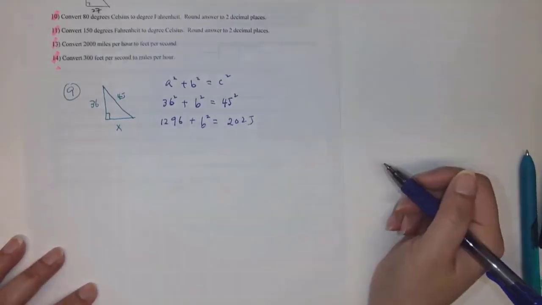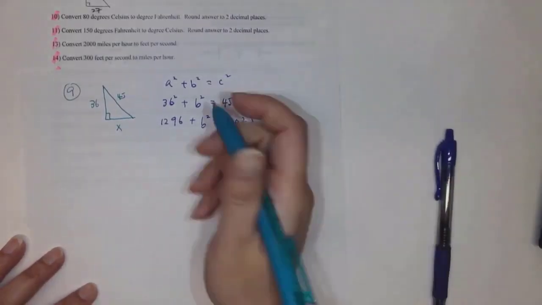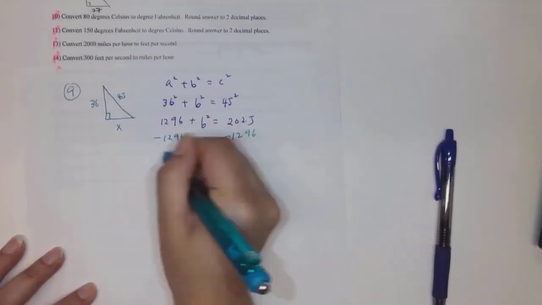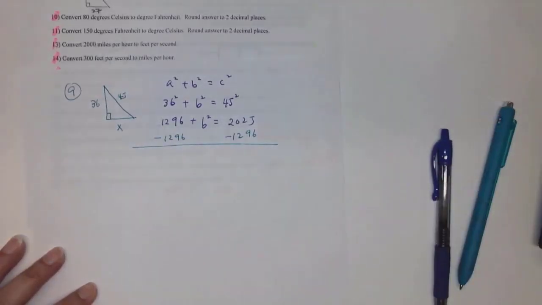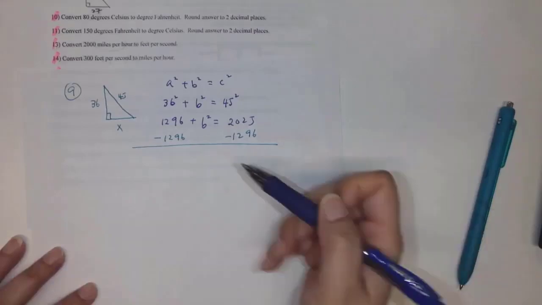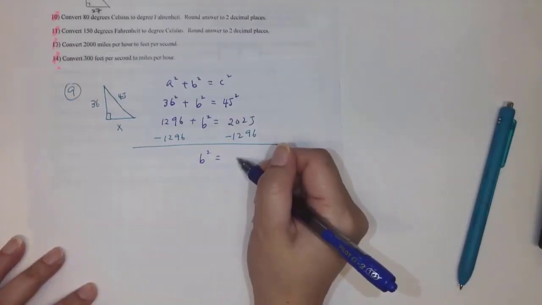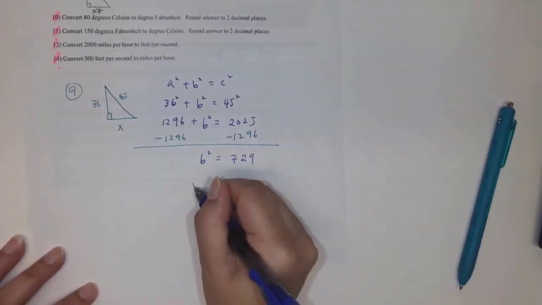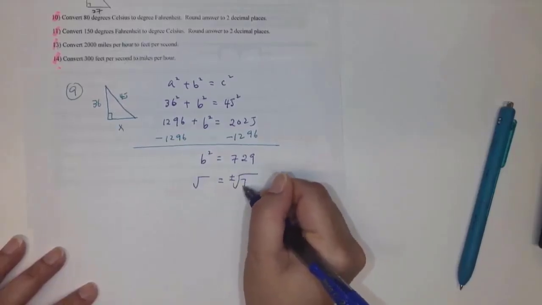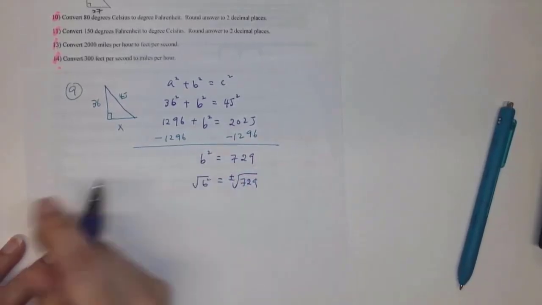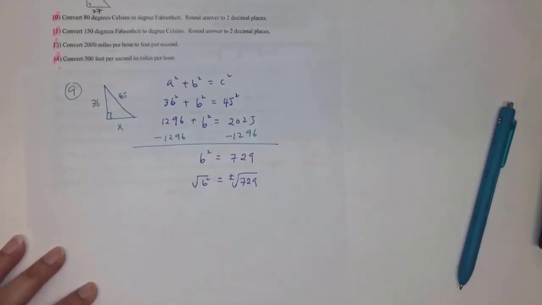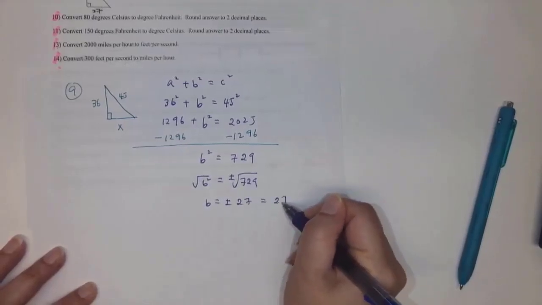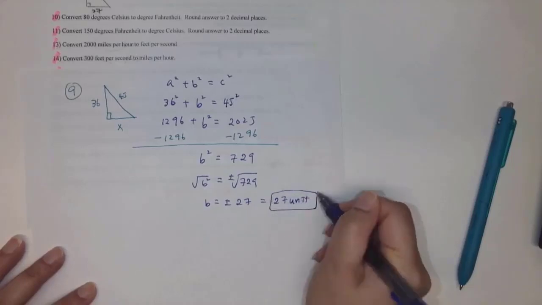2025, okay? And then how do I solve for b? Subtract 1296 from both sides, which will give me 729. To solve for b, we will take the square root of both sides, plus minus. The square root of 729 would be 27. Because it's length, just positive, right? Units. Are we okay with that?